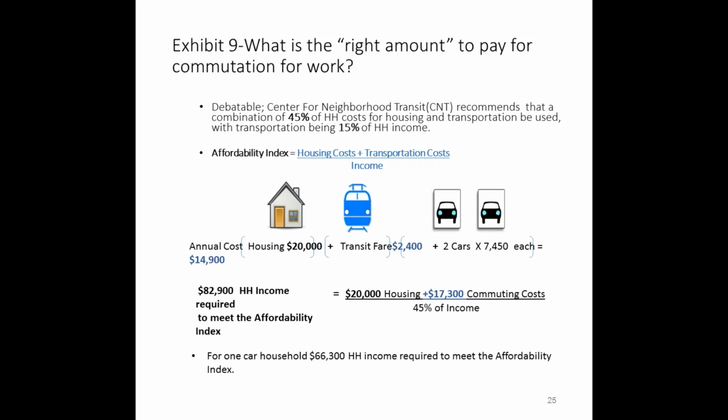That could be rent or mortgage payments. Transit fares, if you're paying about $200 a month, would be $2,400. And if you have two cars, the cost to own, maintain, and operate the cars is about $7,400 each, I estimate. You add that all up, and with two cars, you need $82,900 in household income to meet the affordability index. If you only have one car, that goes down to $66,000. Again, the saving of a car by being near transit can really make a big difference to a household budget, is what this is saying.